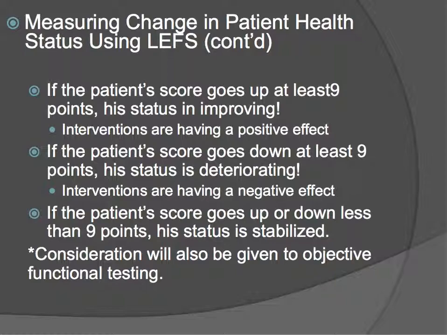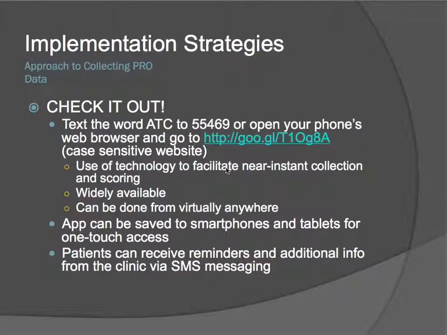If the patient's score goes up or down less than 9 points, or if it stays the same, the patient's status has stabilized. Consideration will also be given to objective functional testing. So, with the use of strength, flexibility, and stability measures, in addition to the patient-reported status, we can determine if the athlete is improving or declining and when the athlete might be ready to return to activity. The next step is to incorporate the collection of patient-related outcomes instruments data in my clinical setting.